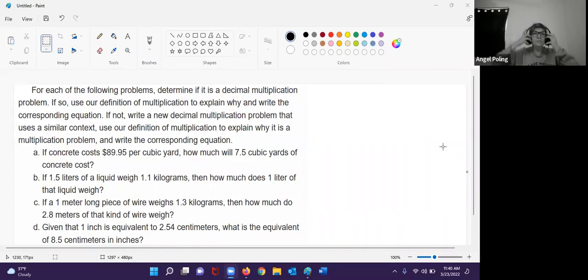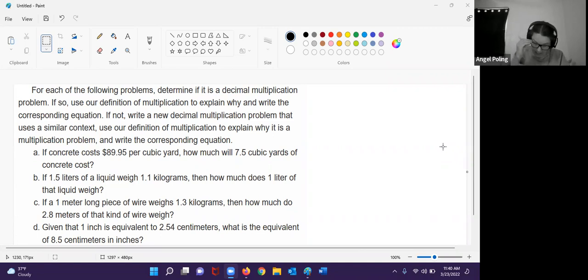All right. For each of the following problems, determine if it is a decimal multiplication problem. If so, use our definition of multiplication to explain why and write the corresponding equation. If not, write a new decimal multiplication problem that uses a similar context. Use our definition of multiplication to explain why it is a multiplication problem and write the corresponding equation.